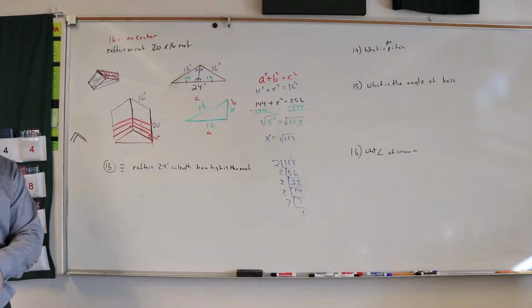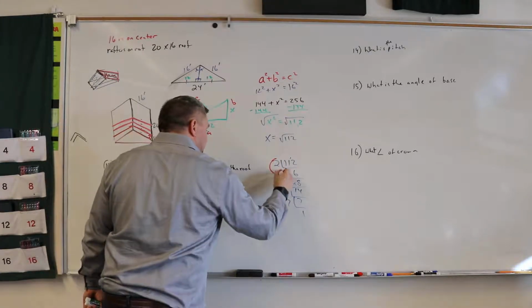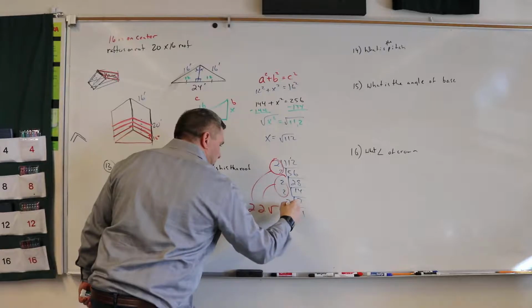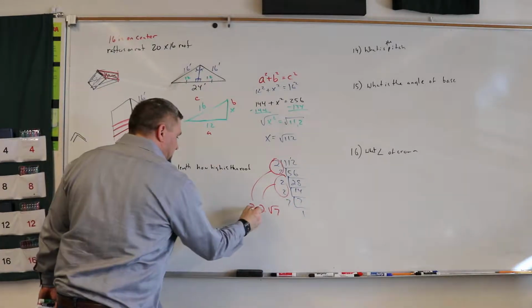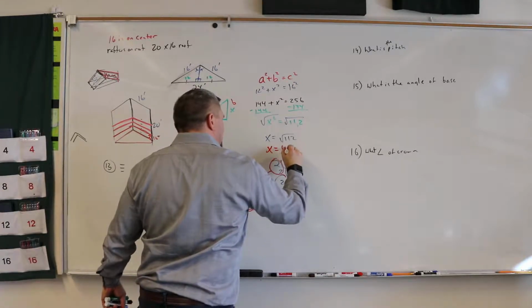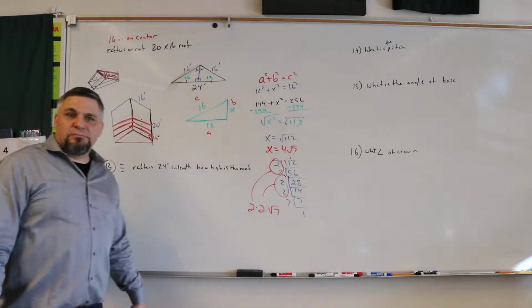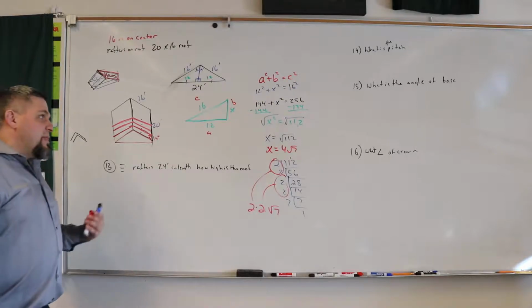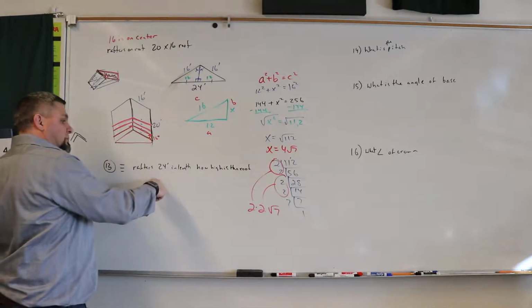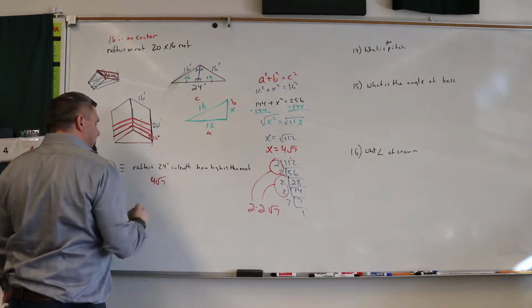And then we pair it up, so we have a pair and a pair. So we have a 2, and the square root of 7. So what's 2 times 2? 4. So x is equal to 4 square roots of 7. And that's how tall it is. So how high is it? 4 square roots of 7.